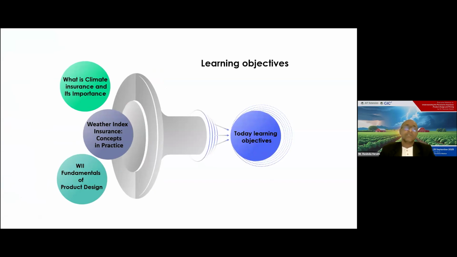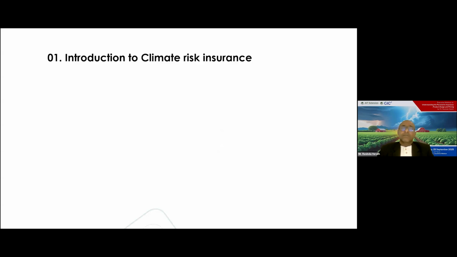In this webinar we have three learning objectives. The first one is what climate insurance is and its importance, the weather index insurance concept in practice, and the fundamentals of weather index insurance product designing. These are the three objectives of learning. Today we are going to learn through this small presentation and these activities.